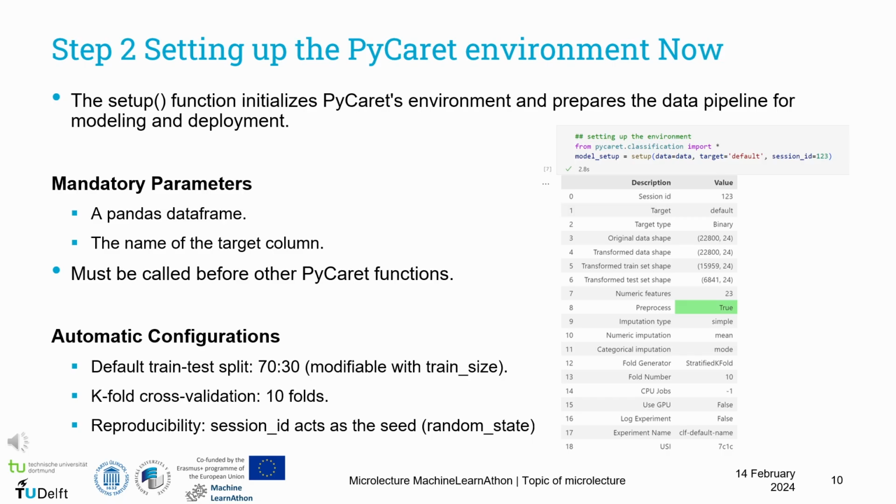Once setup is executed, PyCaret displays a table summarizing how it processes the data. Here we see the original dataset contains 22,800 rows and 24 features. It is automatically split into 70% training and 30% testing. Stratified k-fold cross-validation is used by default with 10 folds.